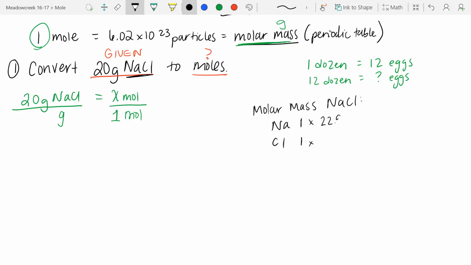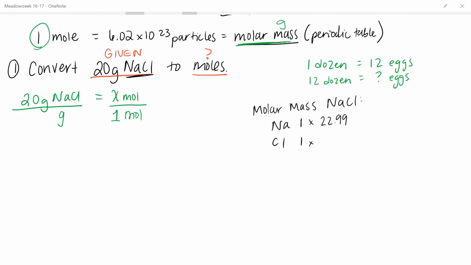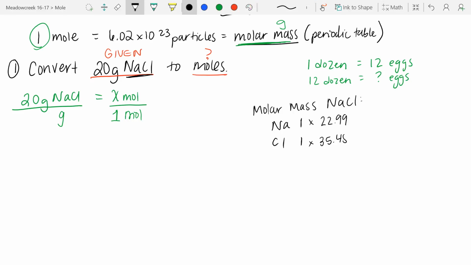Sodium is 22.99 and chlorine is 35.45. Okay, and when we multiply these through, we get 22.99, 35.45, and then we add both our totals together. And when we add our totals together, 22.99 plus 35.45, we get an answer of 58.44 grams per mole. Okay.